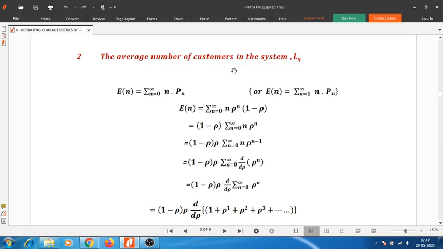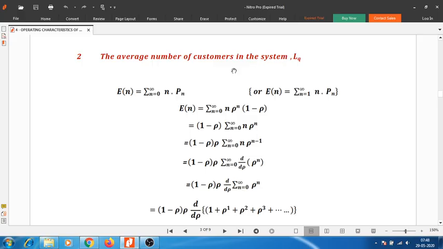X into p of x, right? So in random variable theory, in distribution theory, the expectation of x is equal to the sum over the range of x of x into p of x. The same thing here also: the expected number of customers in the system. Are you okay?